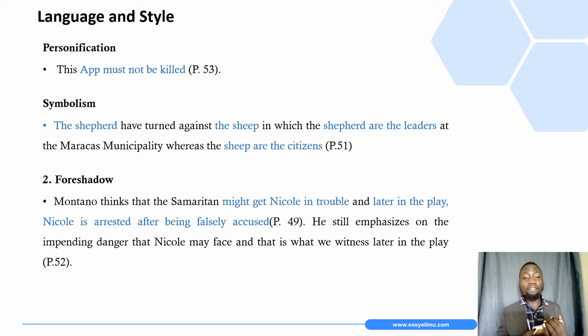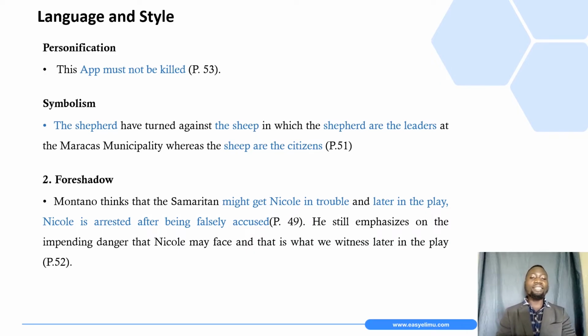Then we have the sheep that the shepherds have turned against. So in this case, dear students, the sheep symbolizes the citizens. So when the shepherd turns against the sheep, then it is the sheep that suffers. So that is symbolism. Then we also have another aspect of style, that is foreshadowing.